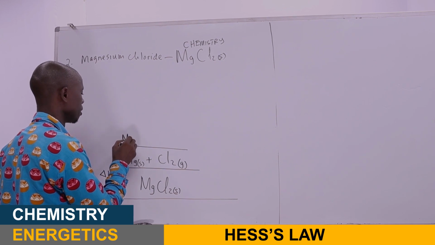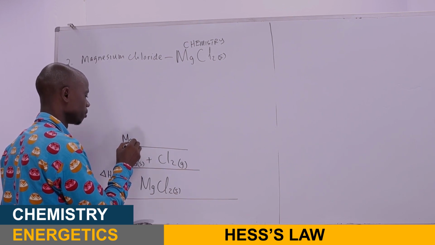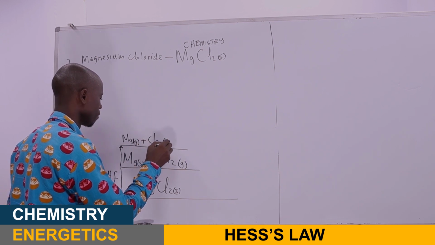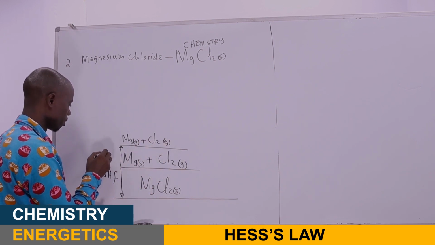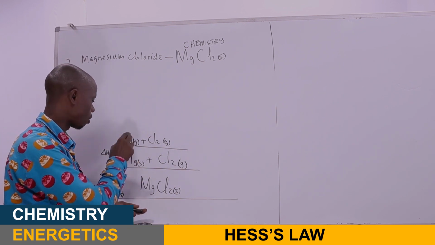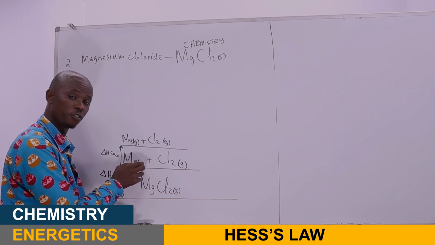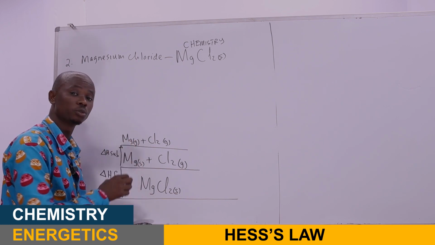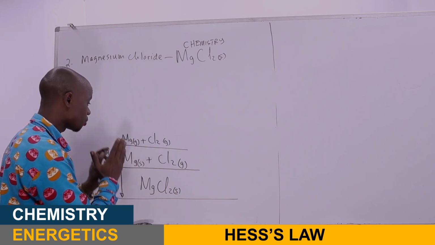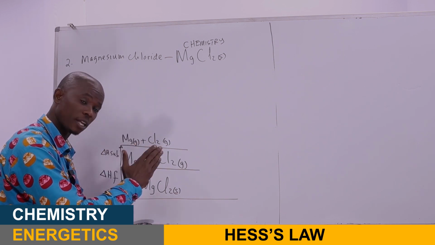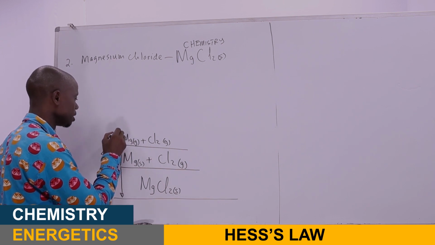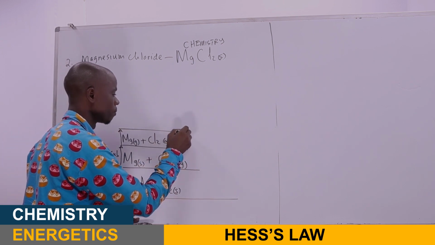This is magnesium. The enthalpy of sublimation of magnesium. So, conversion of solid magnesium into gaseous magnesium atoms. From there, as I told you, we start with the metal. When we finish with the metal, we go to the non-metal. So what follows is the ionization process.